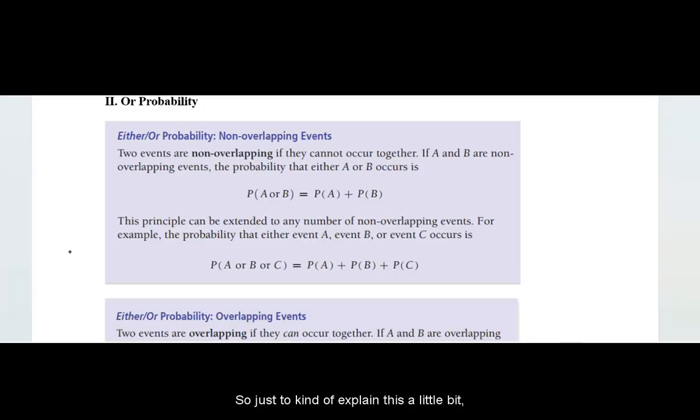So just to kind of explain this a little bit, when we're talking about OR problems with non-overlapping, it means they are non-overlapping events, meaning neither of those events can happen at the same time. If that's the case, you add the probability.